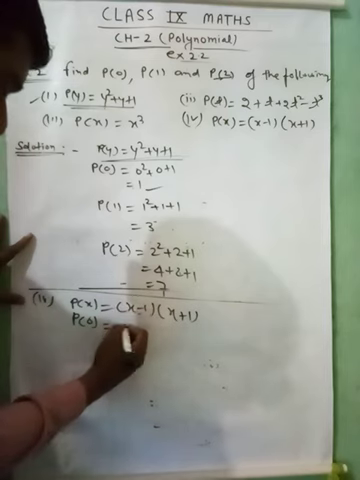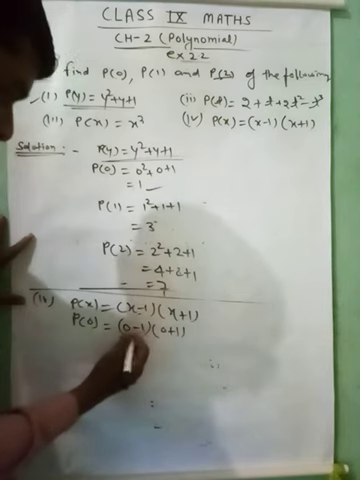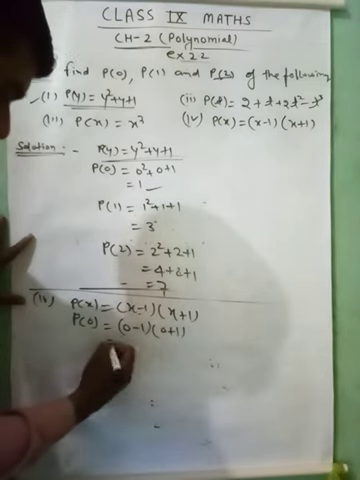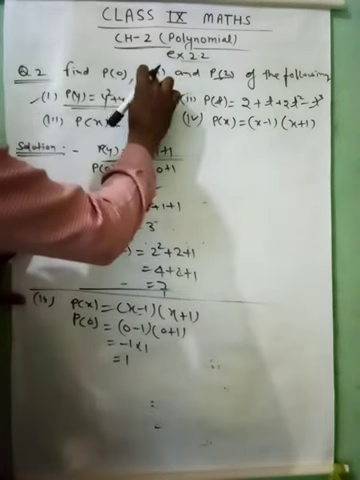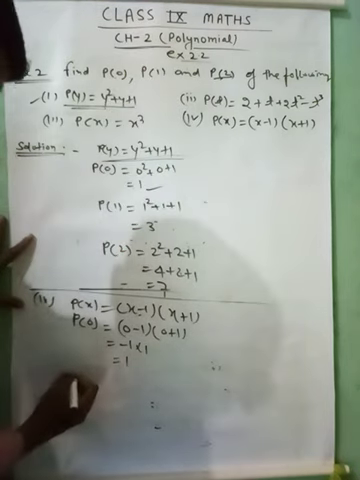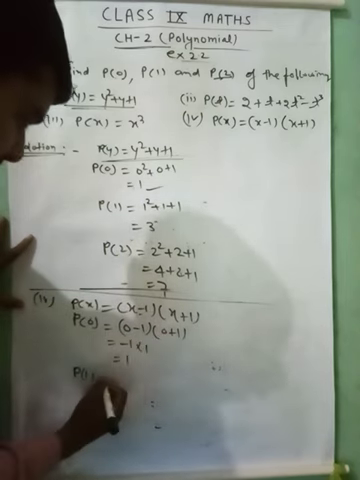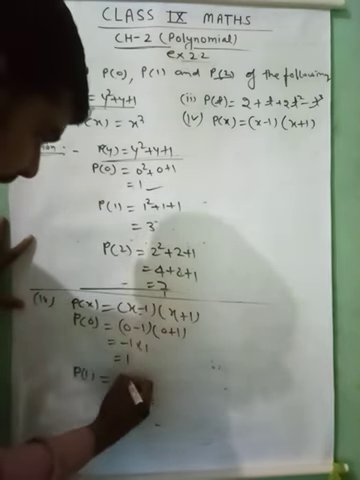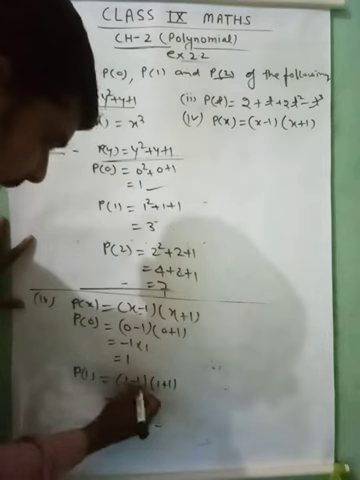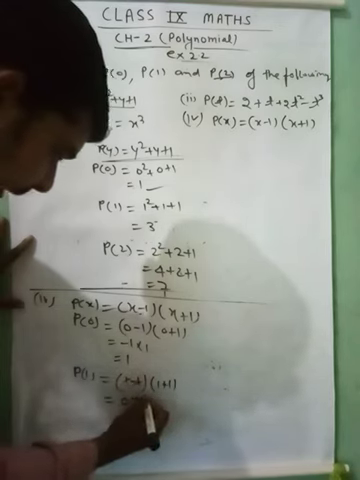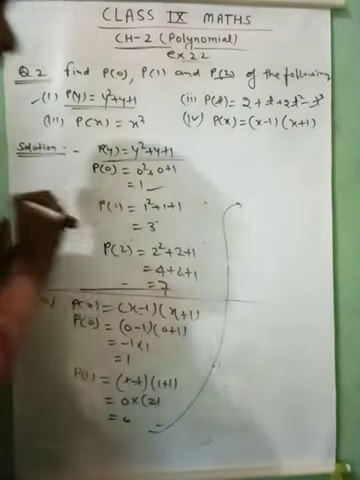It will be 0 minus 1, it is 0 plus 1, and we know that the value of 0 is nothing. It means minus 1 into 1, the value will be 1. Now again we put the value 1 at the place of x in this equation, so it will be 1 minus 1, 1 plus 1. 1 minus 1 and plus 1 will be cancelled. It means 0 into 2, so the value will be 0.